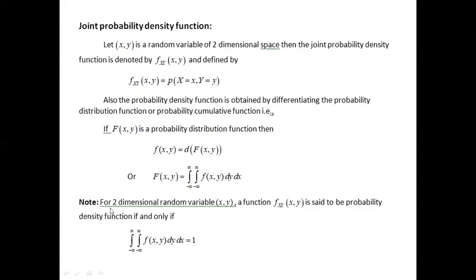Note: for a two-dimensional random variable (X, Y), a function f of x comma y is said to be a probability density function if and only if the integral with x limits from minus infinity to infinity and y from minus infinity to infinity of f of x comma y dy dx is equal to 1. So in two-dimensional space, whatever the total area under the double integration, it must equal 1, and only then is it a valid probability density function.